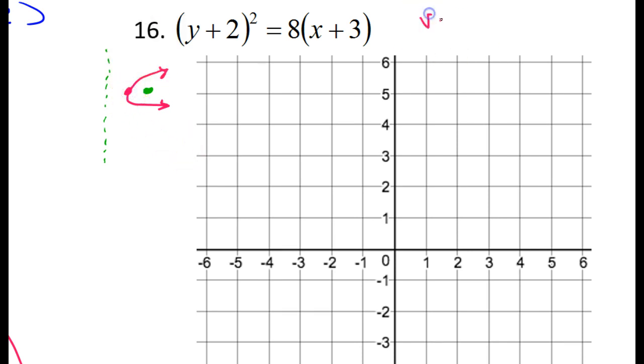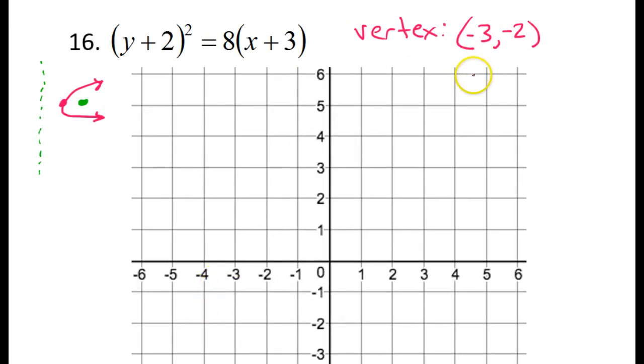Speaking of the vertex, let's go ahead and say what that is. The vertex will be the opposite of these two numbers, but be very careful. The x-coordinate of the vertex will come from the x portion of the equation. So this +3 will give me a whoops, why did I put a -2? I said this +3 will give me a -3 x-coordinate of my vertex. This +2 will give me a -2 y-coordinate. The y-coordinate has to come from the y part of the equation.